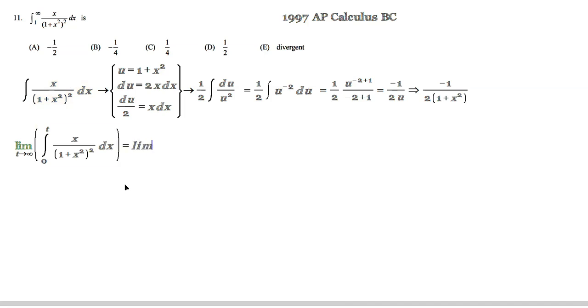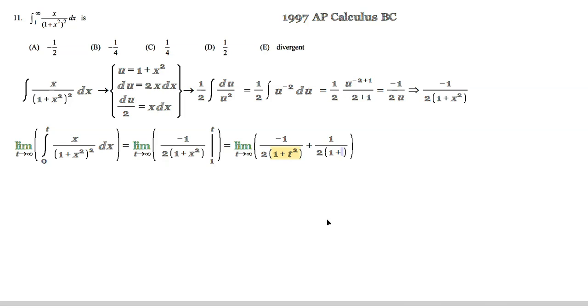I can say this is the limit as t approaches positive infinity still of the antiderivative, evaluated between 0 and t. Replace x with t, so it's going to be negative 1 over 2 times 1 plus t squared, and then from the formula, you get a negative. But this is also negative 1, so it's minus a negative, which is a positive: 1 over 2 times 1 plus the lower limit, which is 0, so it becomes 0 squared in this position.